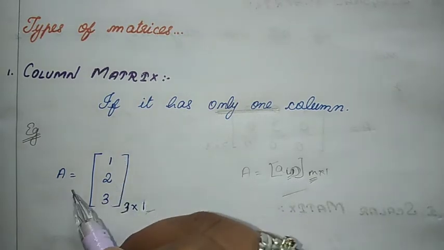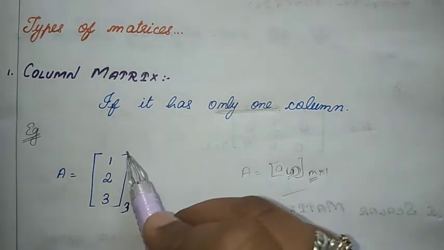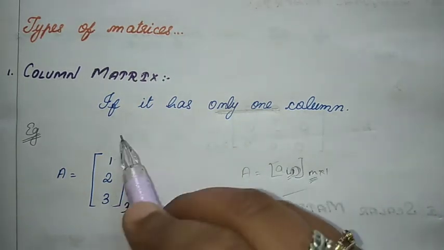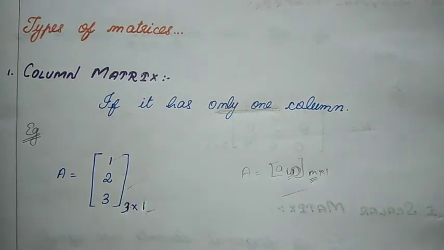In the example I have given, 1 2 3, this has three rows and only one column. So this is a 3 by 1 matrix. So here the order of the matrix is important.